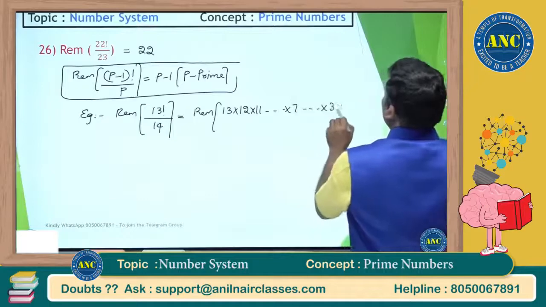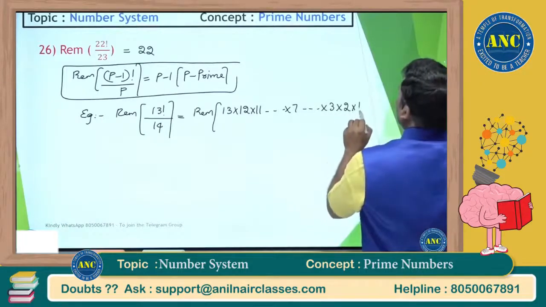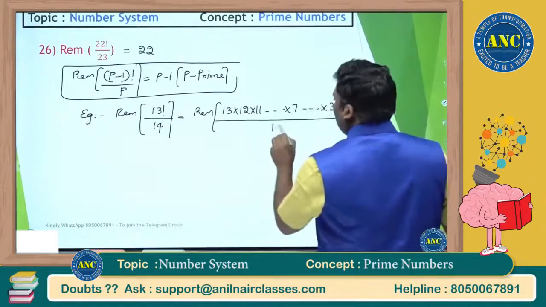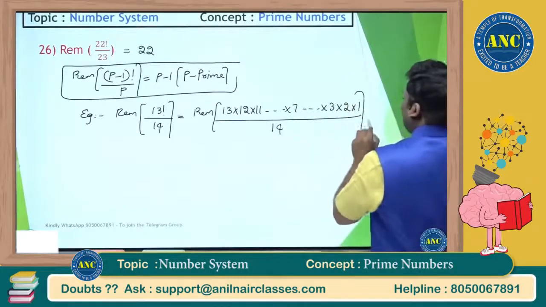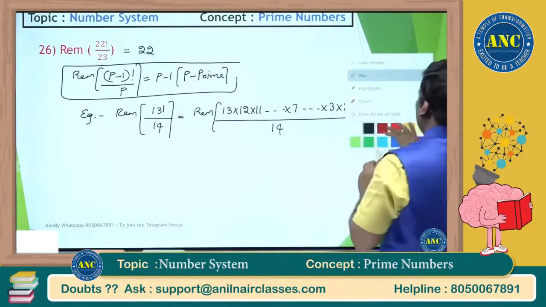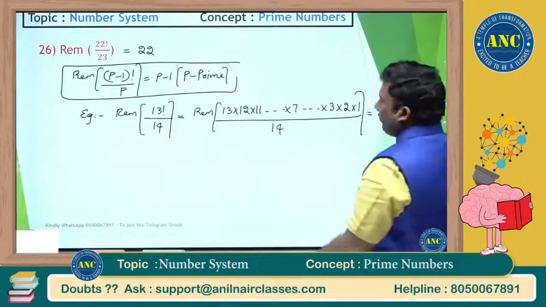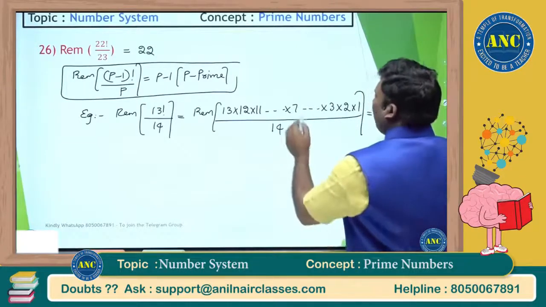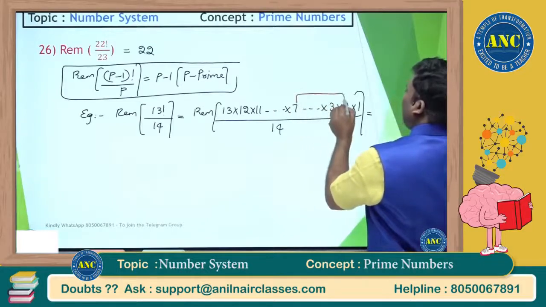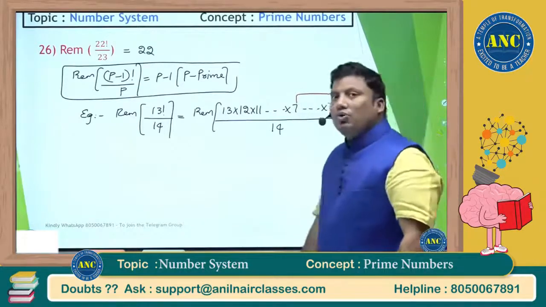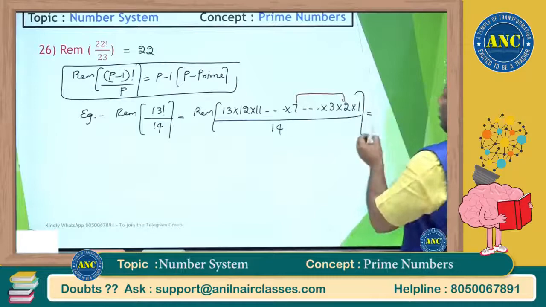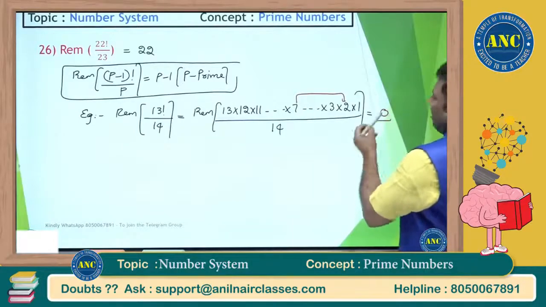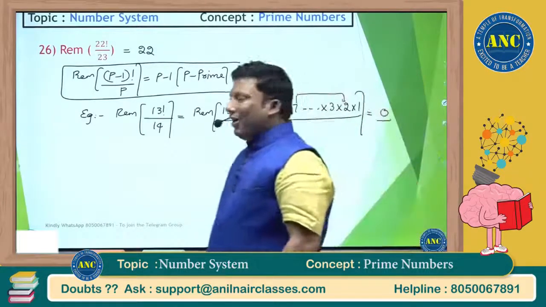So 13 factorial can be written as 13 into 12 into 11 and so on up to 3 into 2 into 1, divided by 14. Here 7 is there, here 2 is there. 7 into 2 is 14. 14 into any number divided by 14, the answer is 0. Are you all with me?